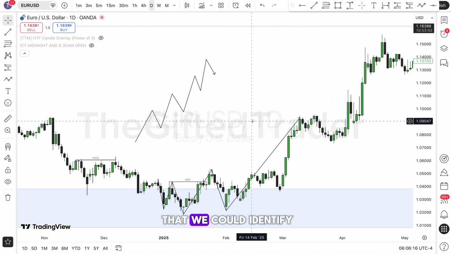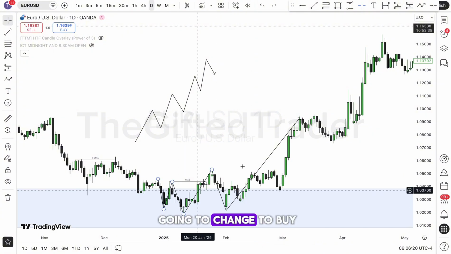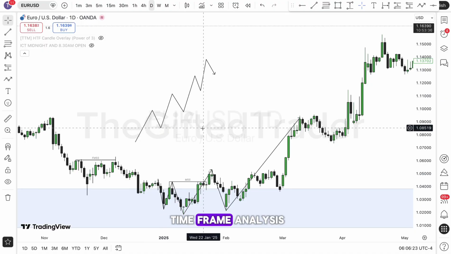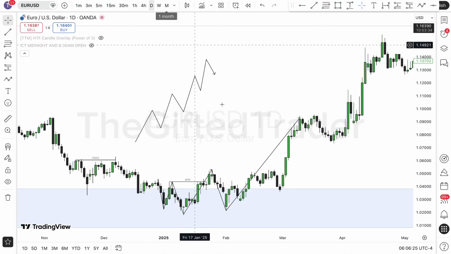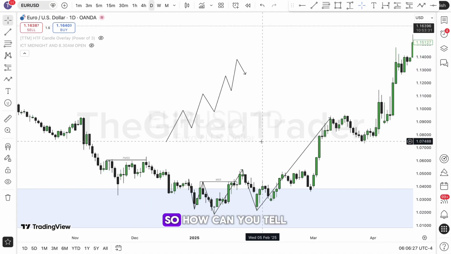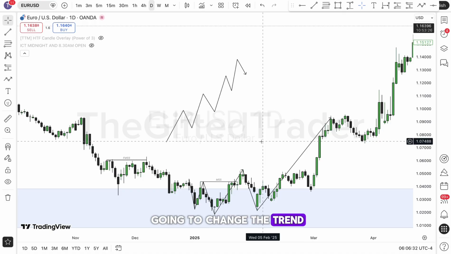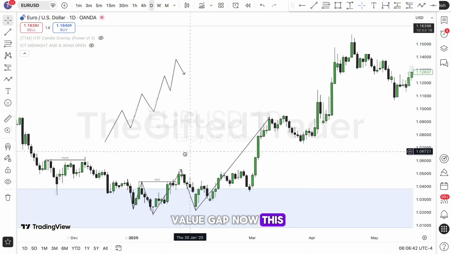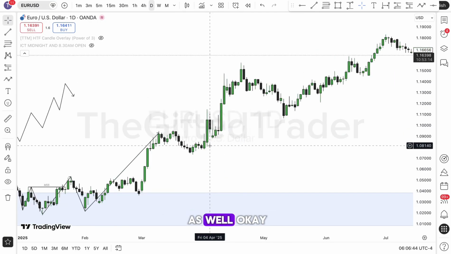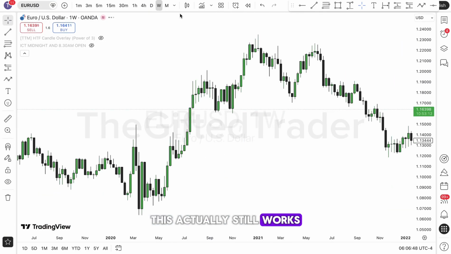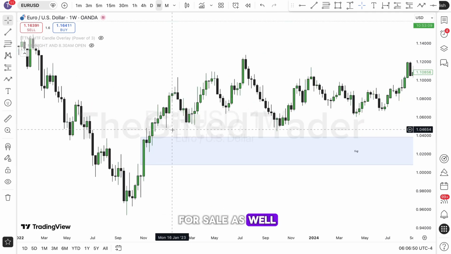Now we can see that we could tell that price is going to change to buy because of the higher time frame analysis. You understand? Because of the fair value gap. So how can you tell, or how do you know when price is going to change the trend? When price is most likely going to make a true and correct market structure shift? You can use the fair value gap. Now this not only works for buy, it works for sell as well.